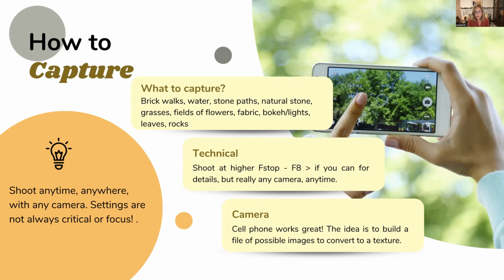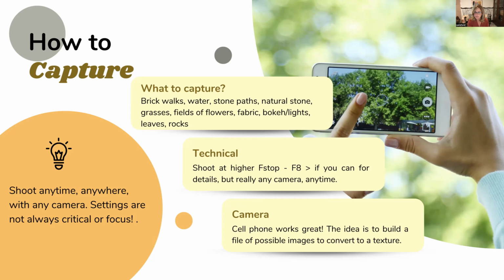The great thing is what to capture. So think about brick walkways, water. You could do stone paths, natural stone, grasses, maybe a field of flowers, fabric, bokeh, leaves, rocks. The ideas are endless. The idea is you're taking an up close snapshot of whatever you see. You also want to think about colors because colors could also be used as a texture to add additional color or light.